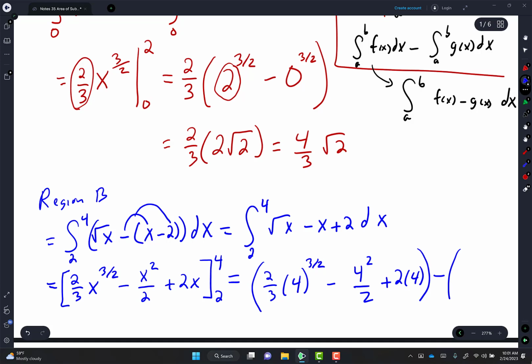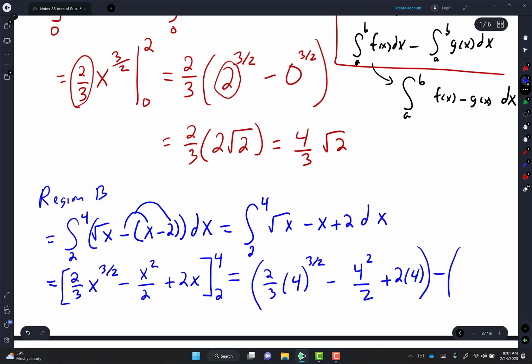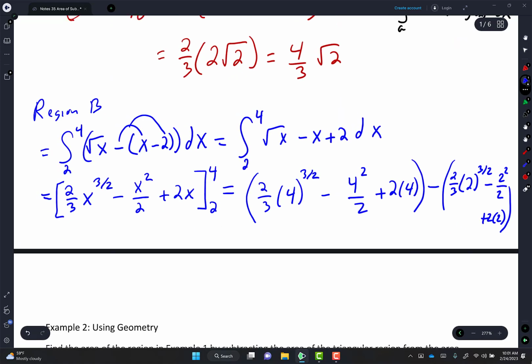Minus, open another parenthesis. Now I'm going to use the 2. I don't know if I can fit it all, but I will try. 2/3 parenthesis 2 to the 3/2 minus 2 squared over 2 plus 2 times 2. Close, close. And I got a little bit of space right here on my top margin. I'm going to go ahead and use that.